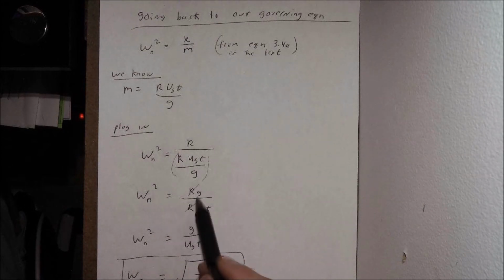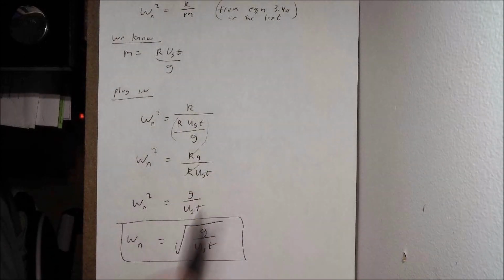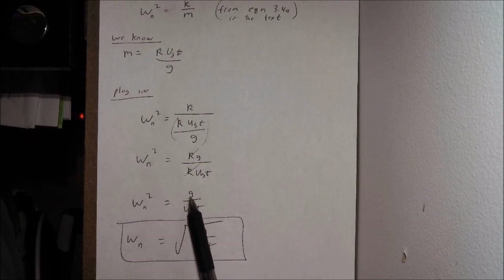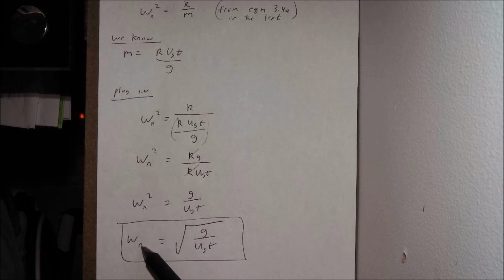Omega sub n squared is equal to K g over K times static deflection. You can see our K's cancel out. When our K's cancel out, we now have omega sub n squared is equal to g, acceleration due to gravity, over our static deflection. Take the square root of both sides. Omega sub n is equal to the square root of g over our static deflection.